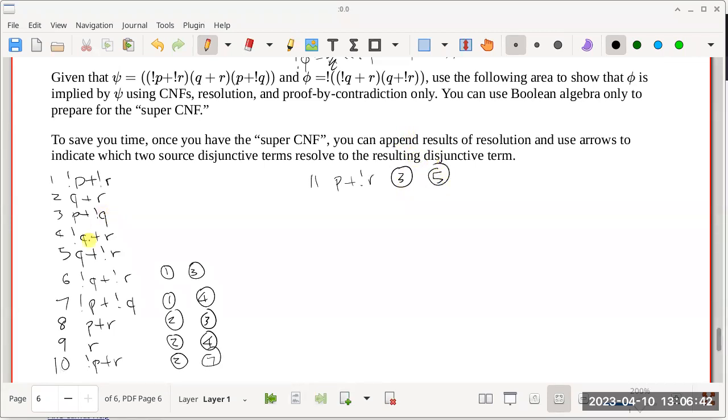3, 5, yep, okay. 3, 6 does not work. 3, 7 does work, but then we just get P or not Q back, so it's not new. 3, 8 does not work. 3, 9 does not work. 3, 10 does work. Then we have not R. Okay, nice.